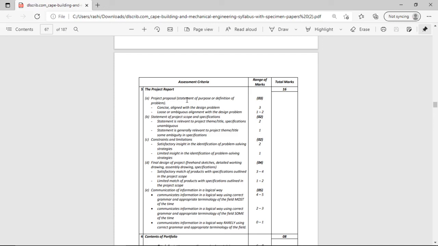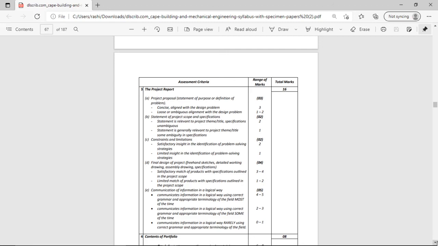This is where your freehand sketches and your working drawings come in. Just for having all of those, and talking about them, explaining your sketches and your drawings, you get 4 marks. Communication of information in a logical way: this is how you use the English language in your report, bringing across what you want to bring across in a very professional way. If you do that, you will get your 5 marks for that.